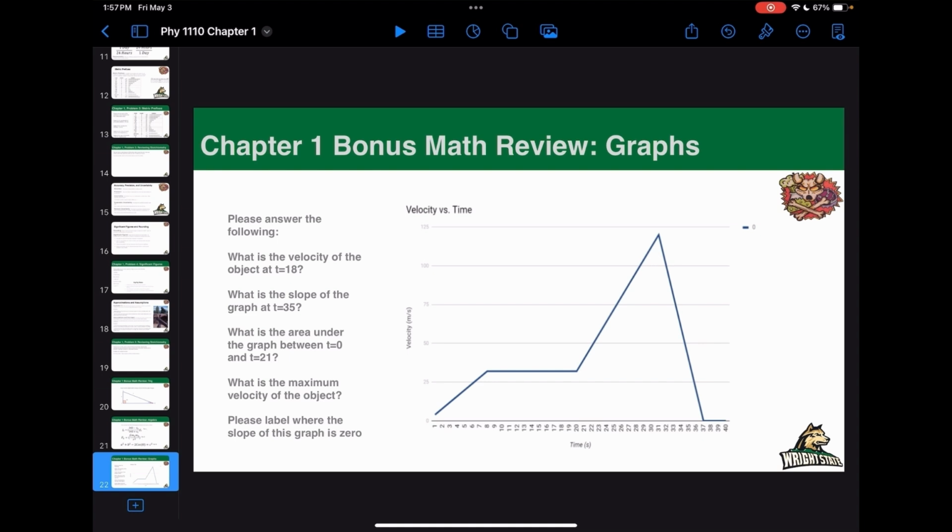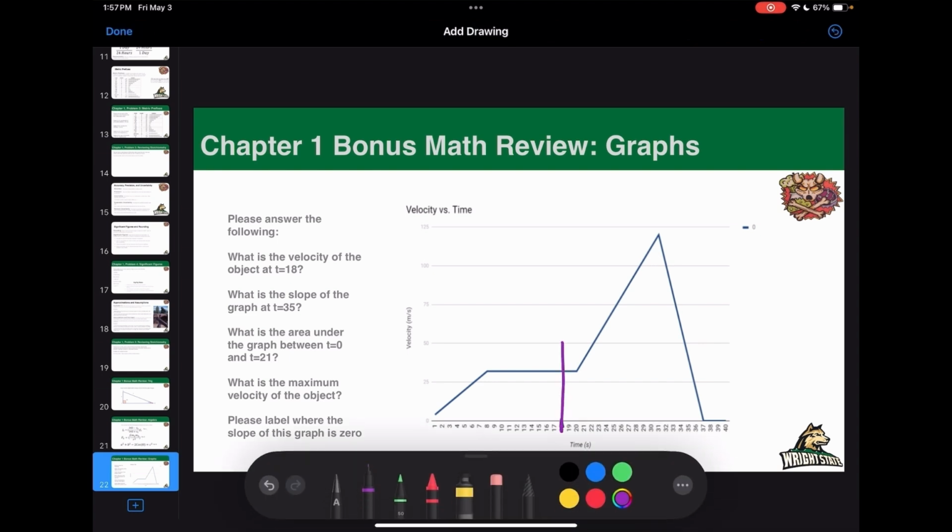Okay, first question: what is the velocity at t equals 18? Well, here is t equals 18. At that spot, my velocity is this value. I would call that maybe about 30 meters per second. It's an estimate. As long as you know you can read the graph like this, that's fine. You effectively got this question correct. I'm estimating it's about 30. It might be a little higher or lower than that.